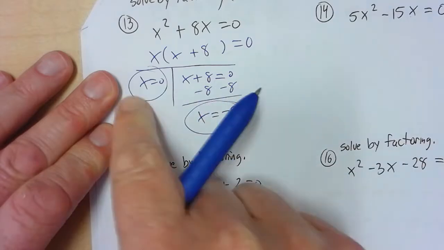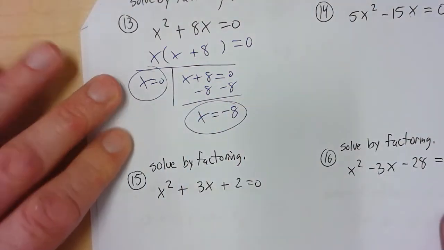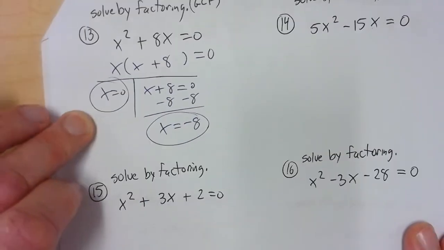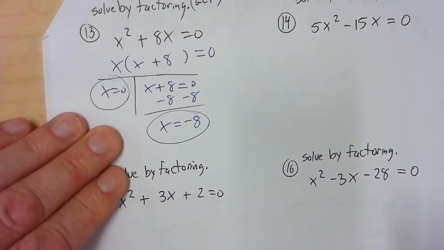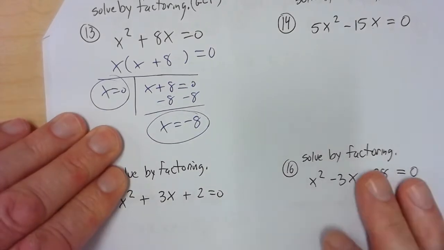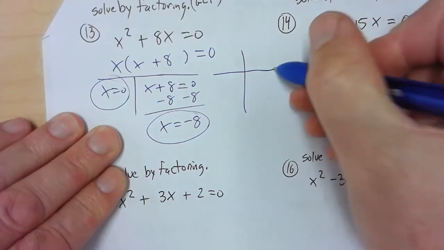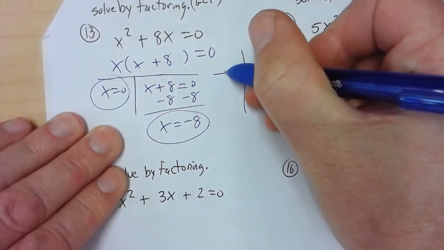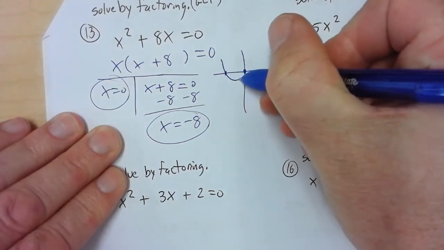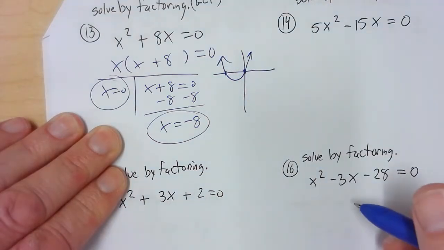So there's my two answers, the two places where the parabola crosses the x-axis. So that's what I'm looking for in these problems. I want to know, where does the parabola cross the x-axis? So if I do this, it crosses at 0 and it crosses at negative 8. So the parabola looks something like this if I was to graph it.